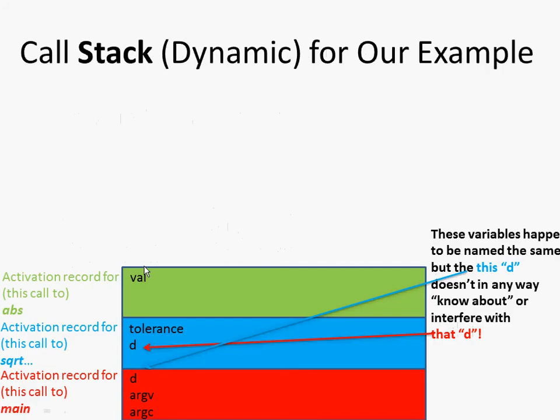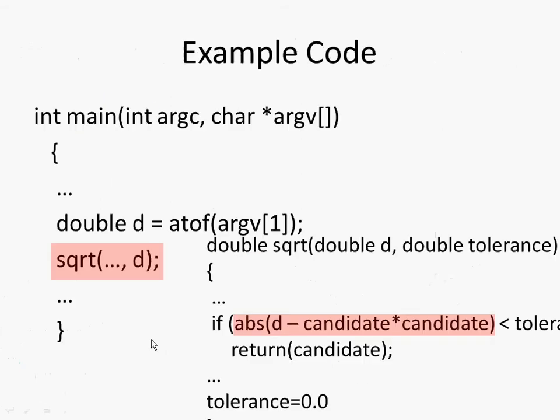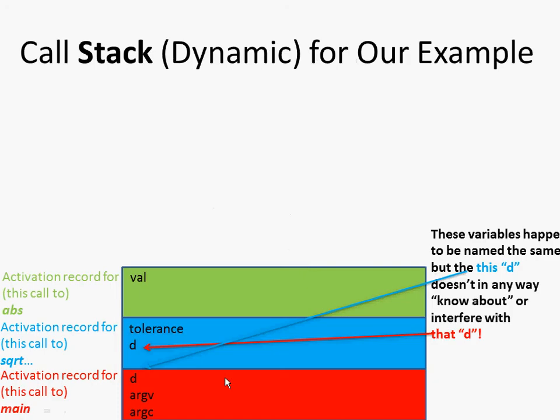This is in fact the formal parameter, but it's just a value. When you call square root, whatever the value of d was here gets put into this place on the stack. The first argument gets put there, the second argument gets put there. It's just a value. Tolerance is the name of that value. So if you assign tolerance to be zero, all it does is change the value associated with this location labeled tolerance. That's it.